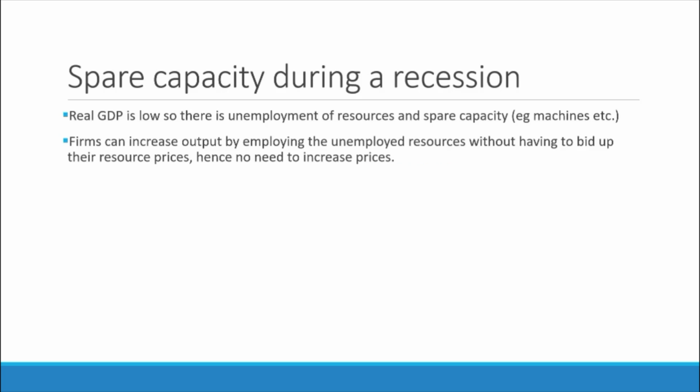Spare capacity during a recession also makes this part of the curve horizontal. In a recessionary gap, there is unemployment of resources and lots of spare capacity, which is physical capital that's not being used. Firms can increase their output by employing these unemployed resources without having to bid up their resource prices, and hence there's no need to increase the overall prices for the product.